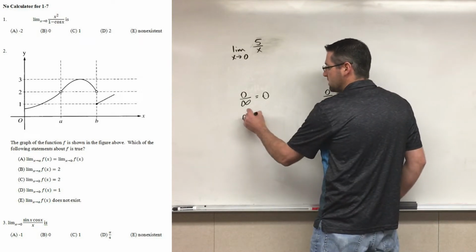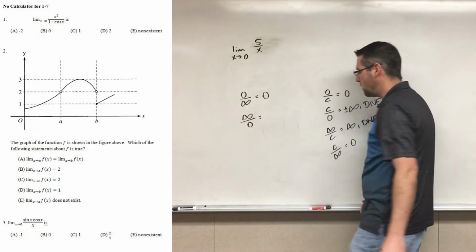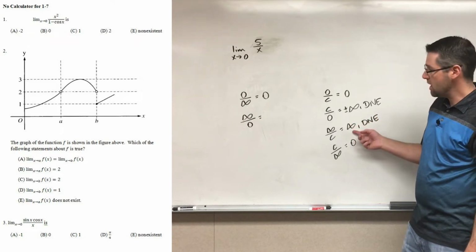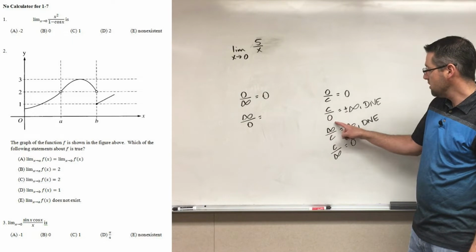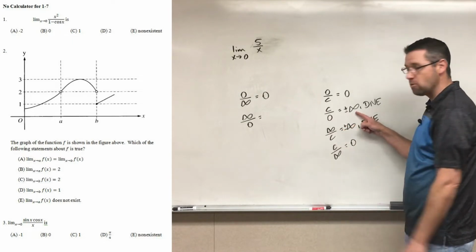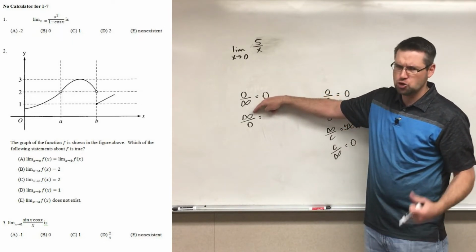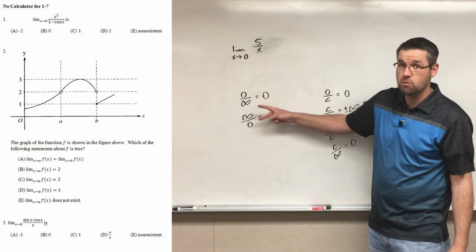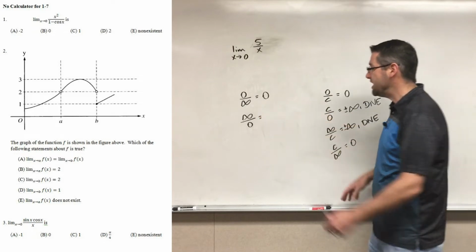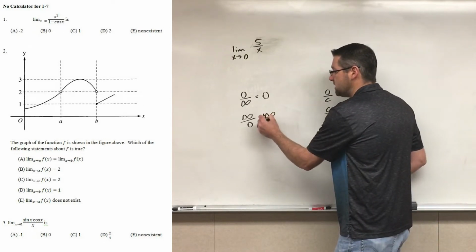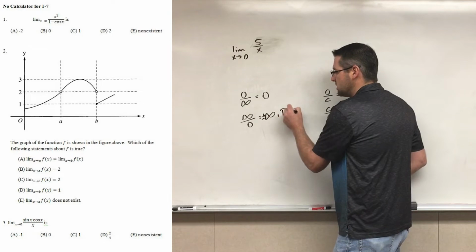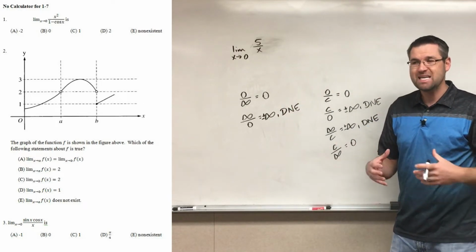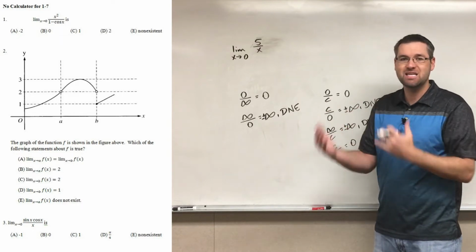Another example of this is infinity over 0. Well, if I have an infinity on top, I should get infinity out. And if I have a 0 on the bottom, then I should get infinity out. So the top thing is saying the answer should be infinity, and the bottom thing is saying the answer should be infinity. They agree with one another. Therefore, we can conclude that the answer is going to be plus or minus infinity, and then we'd also say it does not exist.